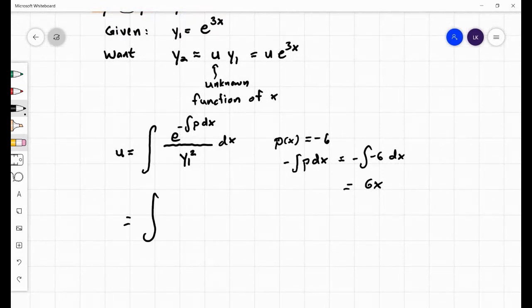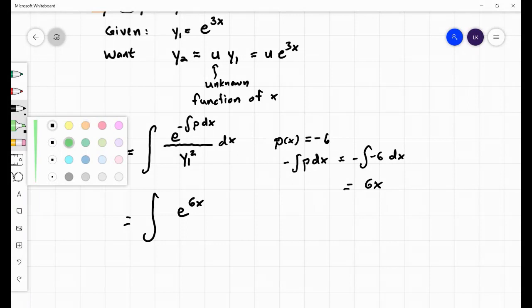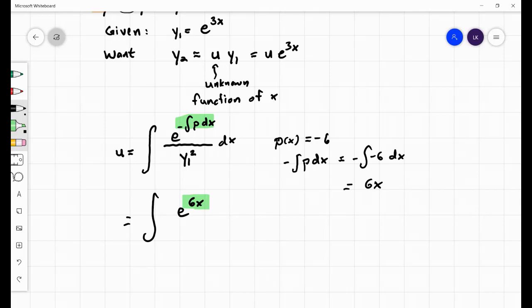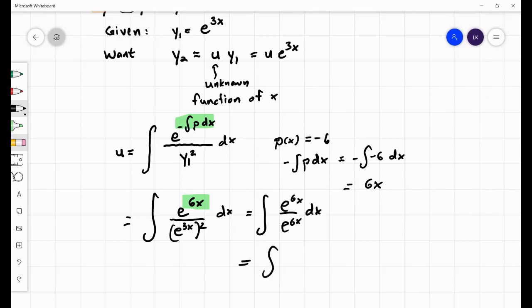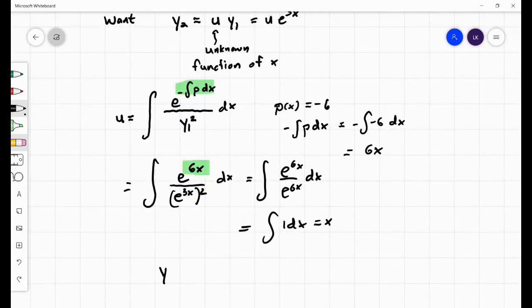And then once we have that, the result of the negative of the antiderivative of p of x is 6x. Then we divide by y1 squared and anti-differentiate. So we get that u is equal to x. So now we have the second linearly independent solution.